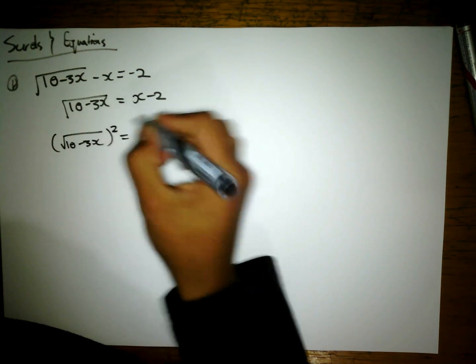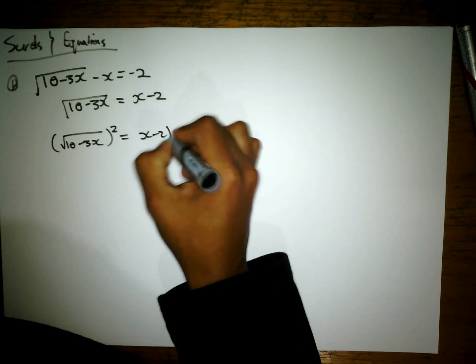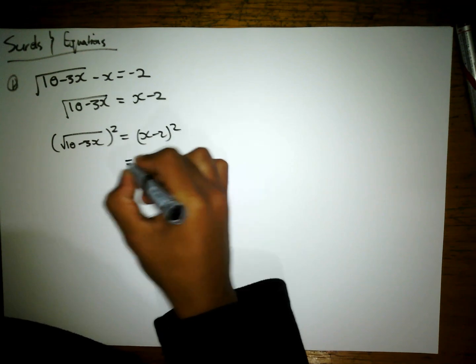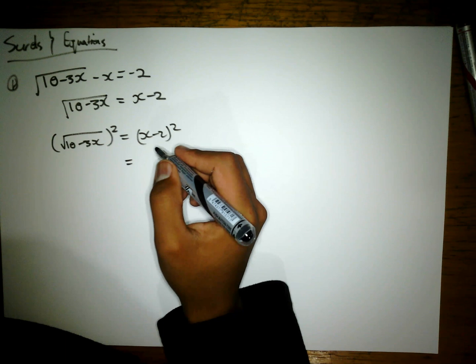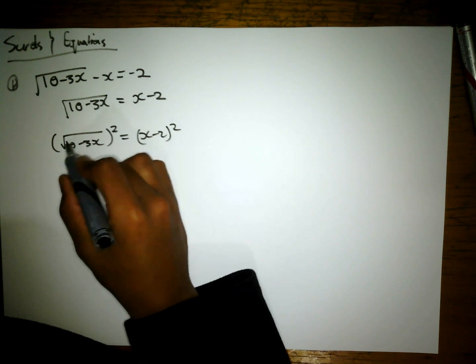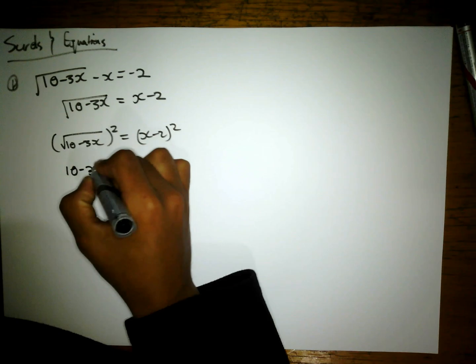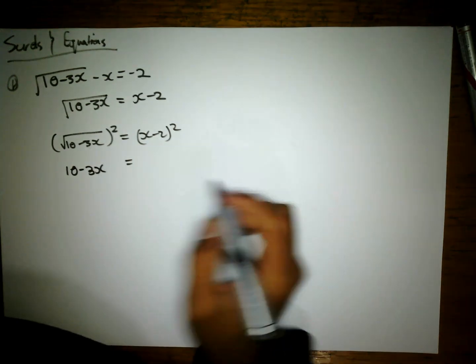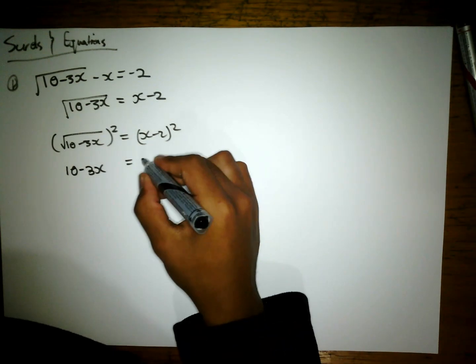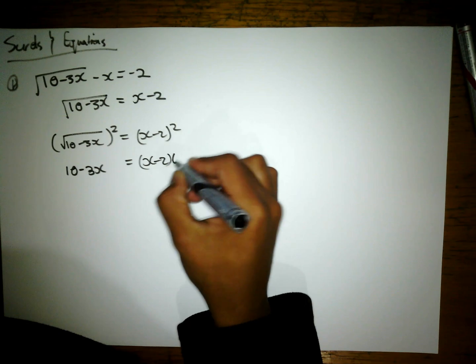We square that side, and we square that side. So when you square a square root, the square root falls away, and then you're left with just what is inside. This will become x minus 2, x minus 2.